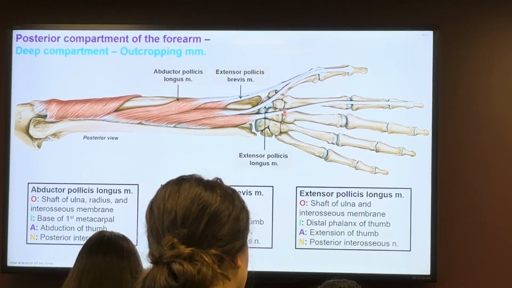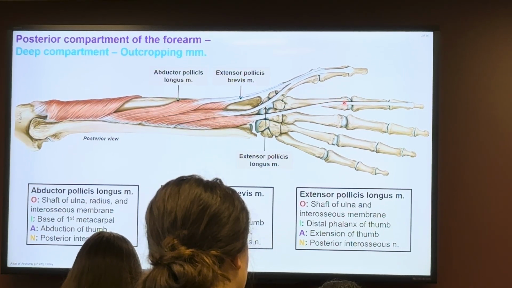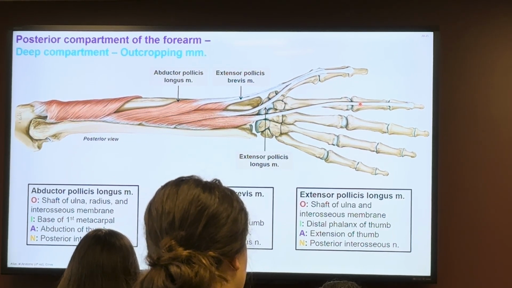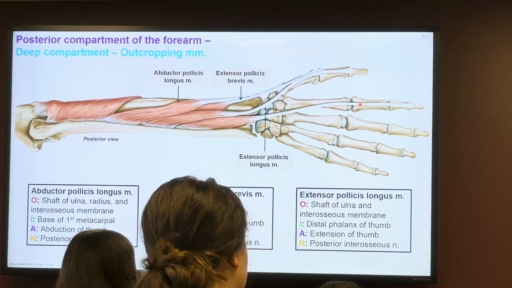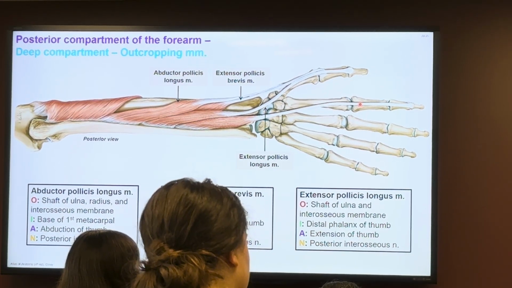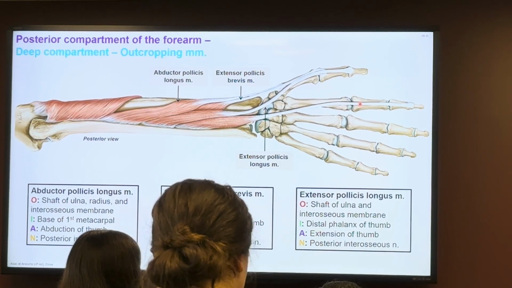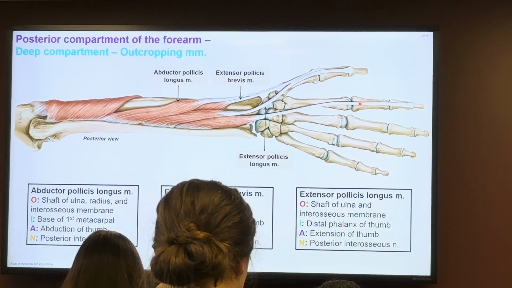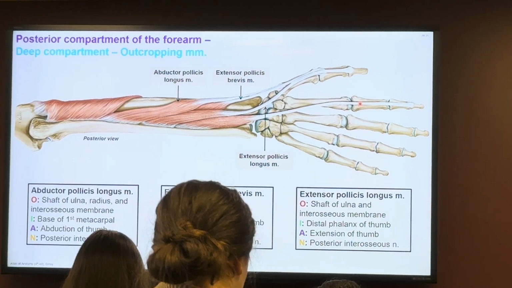There's extensor indicis that was labeled in the last slide, going to the index finger. You can usually see the extensor indicis tendon rolling around over the extensor digitorum tendon. So if you make a fist like this and you extend your index, I can see mine really well. I don't know whether it's getting old or what. I can see it. You see it, you can kind of feel it maybe, that tendon just rolling around. So you have two dedicated for your index finger and then two dedicated for your pinky finger, which is cool.